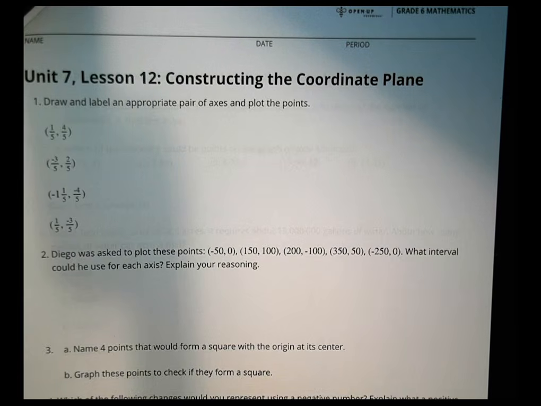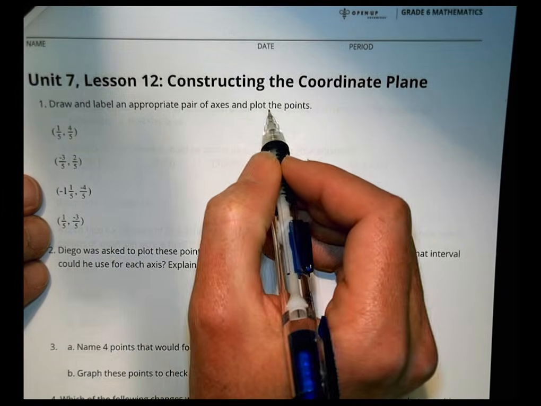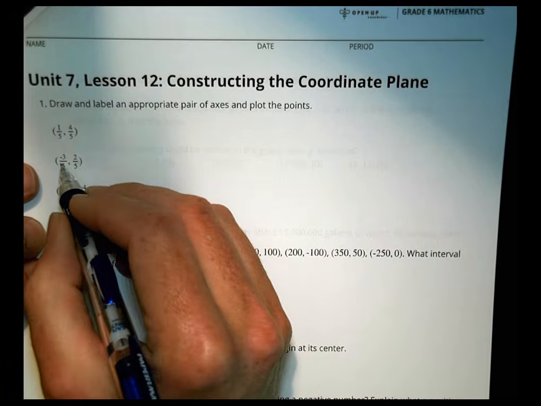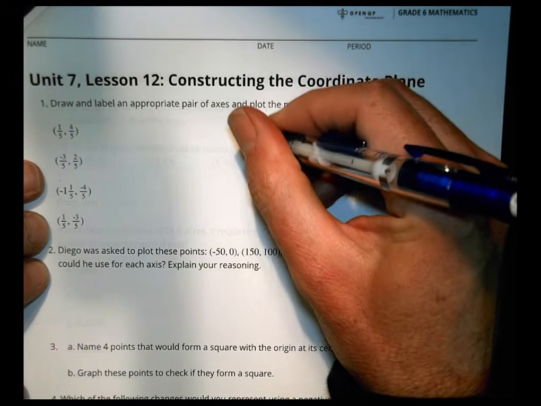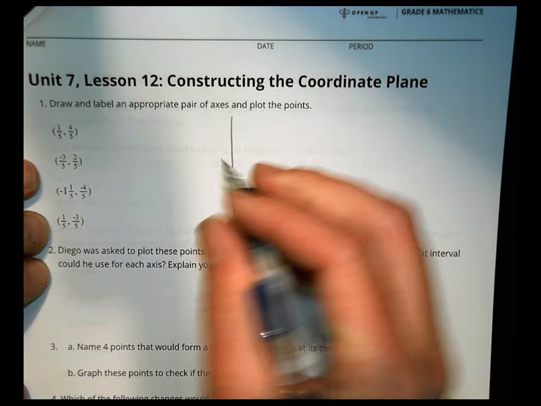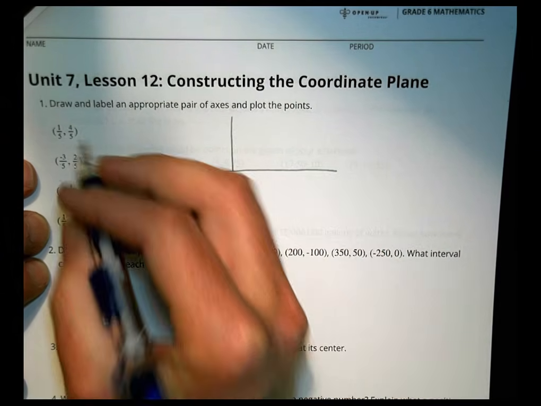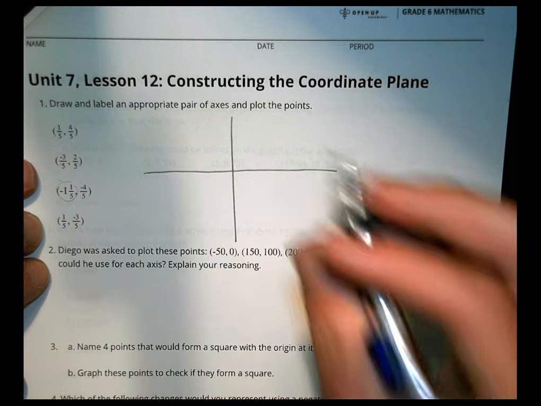All right, here's our homework for Math 6, Unit 7, Lesson 12. Draw and label an appropriate pair of axes and plot the points. So for these points here, one thing I noticed is they all are dealing with fifths, right? So they're all fifths. So what I want to do is I've decided to take an axis like this, an x and y, and for the most part it's all less than 1 with the exception of this one, which is 1 1/5 on the negative side.